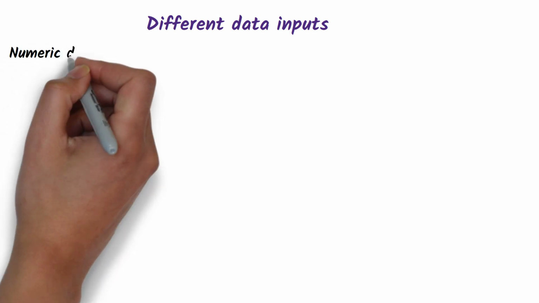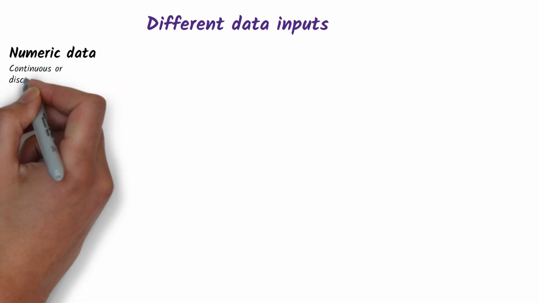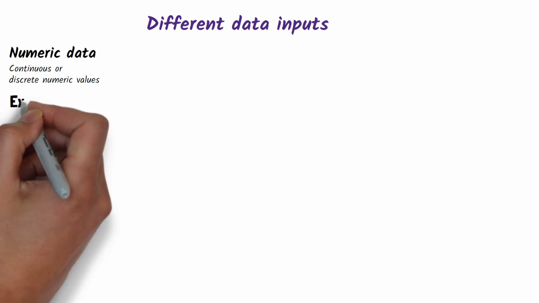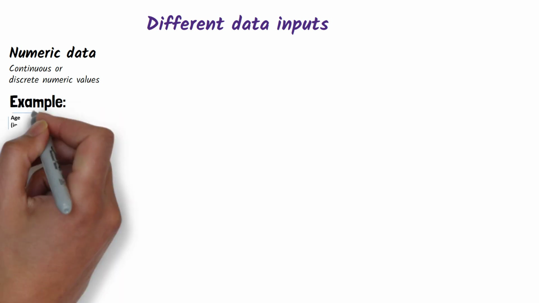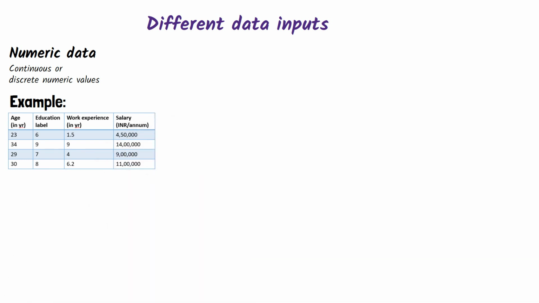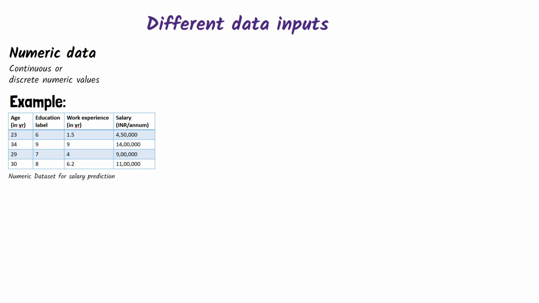First, we have numeric data. It consists of continuous or discrete numeric values like temperature, age, height, salary, etc. For example, if we are building a model to predict a person's salary, we will use numeric data inputs like age, education level, and work experience.